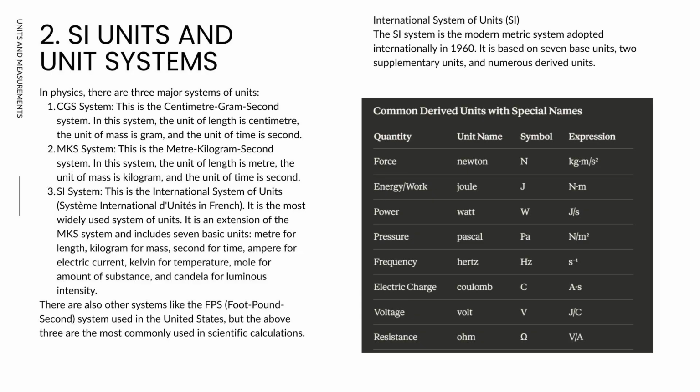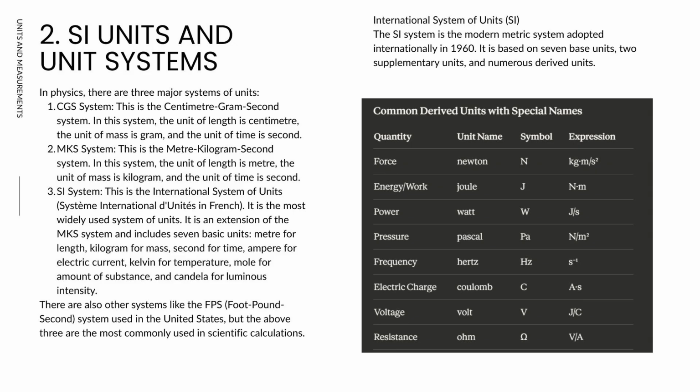So these are some of the common derived units with their special names. We have force, the unit name is Newton, and the symbol is N. It is also kilogram meter per second squared. Energy, which is work, is measured in joule. The symbol is J, and it is also Newton times meter, where the dot is multiplication. We have power, which is watt. The symbol is W, and it is expressed in joule per second.